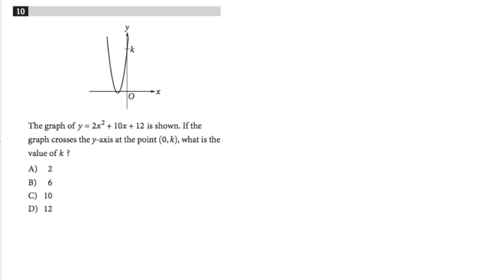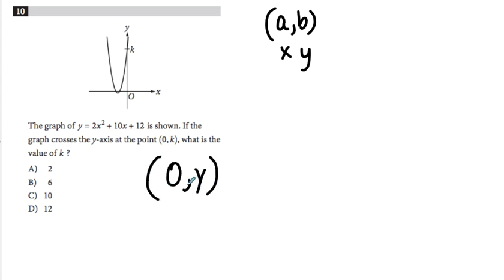Now they love to do this. They love to ask you for an x or y coordinate, but by giving you a different variable for it. Like they'll use a and b a lot. They'll say, okay, find a, find a and b. What they mean is x and y. So in this case, they said (0, k). So what they're actually asking you for is the y coordinate when x is 0. They're asking you for the y-intercept.